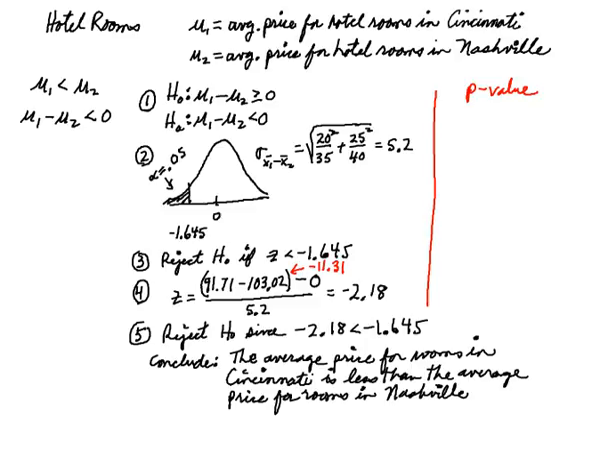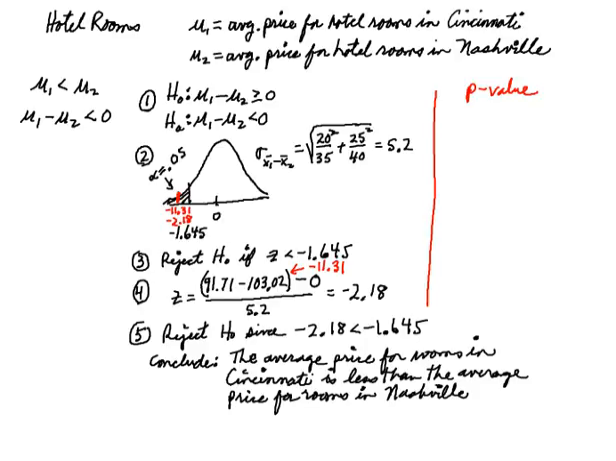Now that negative 11.31 has a z-value of negative 2.18, to locate it in the distribution, it's going to be to the left of my decision line, the line with the z-value of negative 1.645. So a negative 2.18 is smaller than negative 1.645. And my negative 11.31 is about right there in the distribution.